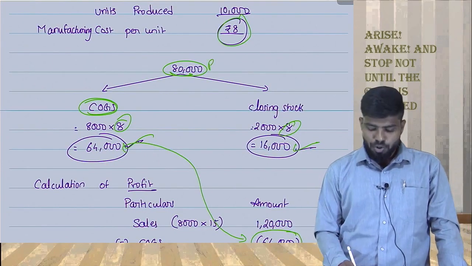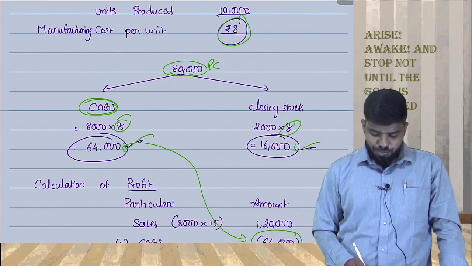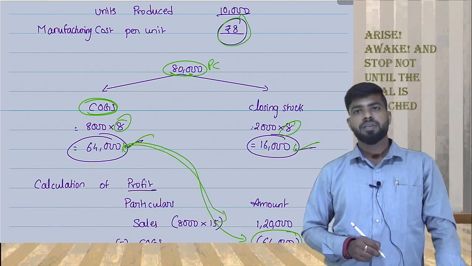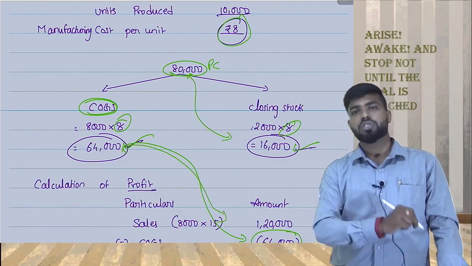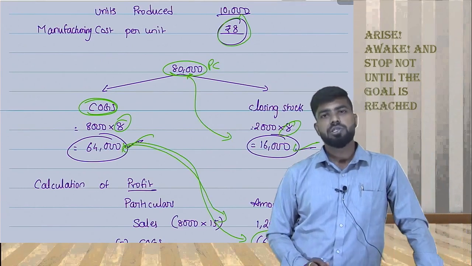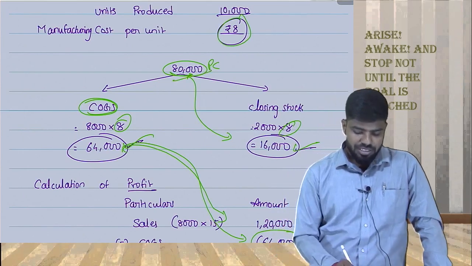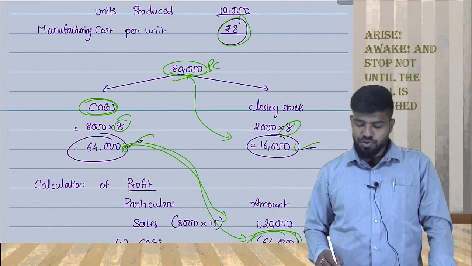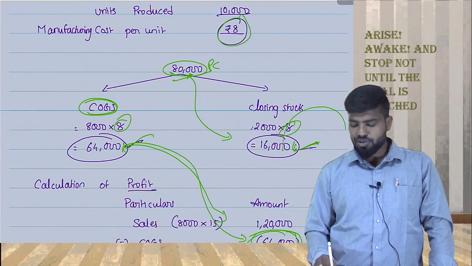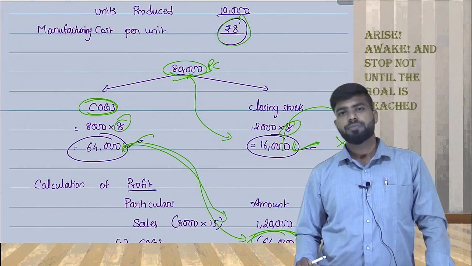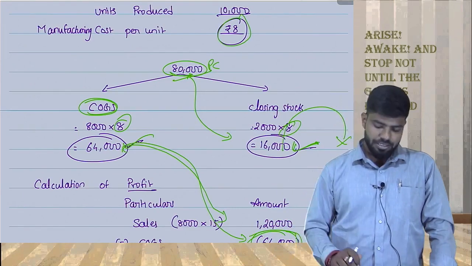So that means this product cost of 80,000 will expire to the extent of goods sold, unexpired to the extent of closing stock. Understanding? See, product cost is 80,000. We are charging only 64,000. Unexpired is 16,000. This 16,000 will be carried over to next year. Okay. Next.